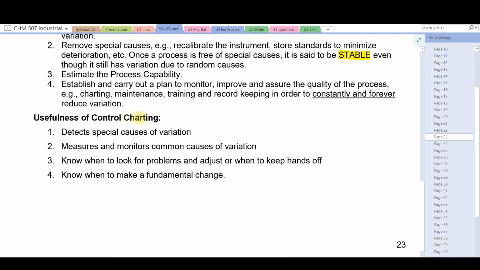The usefulness of control charting. It is very useful. It detects special causes of variation. It measures and monitors the common causes of variation. It tells the worker when to look for problems and adjust, and when to keep your hands off. It also tells us when we need to make fundamental changes.